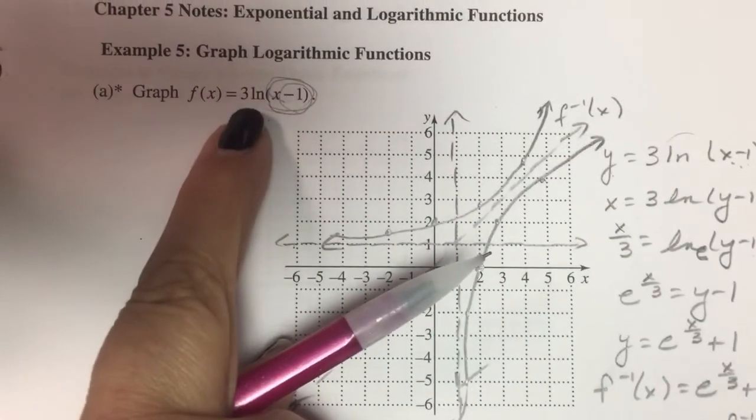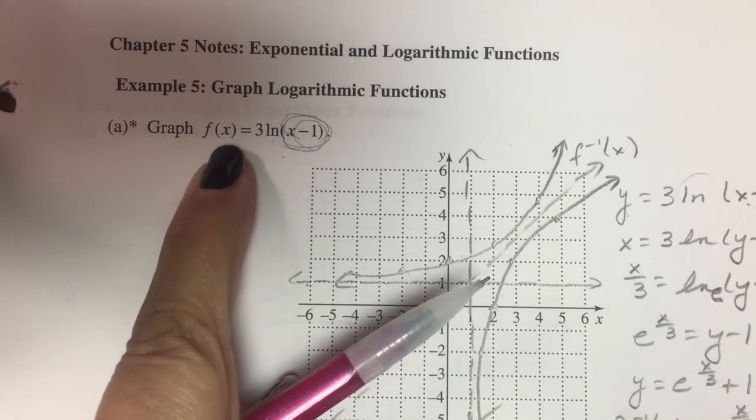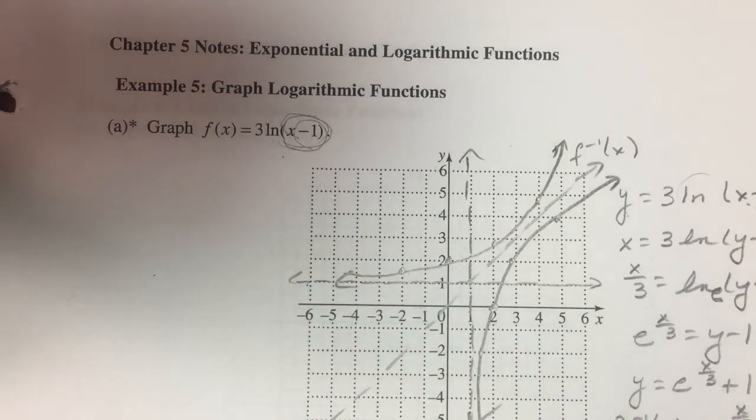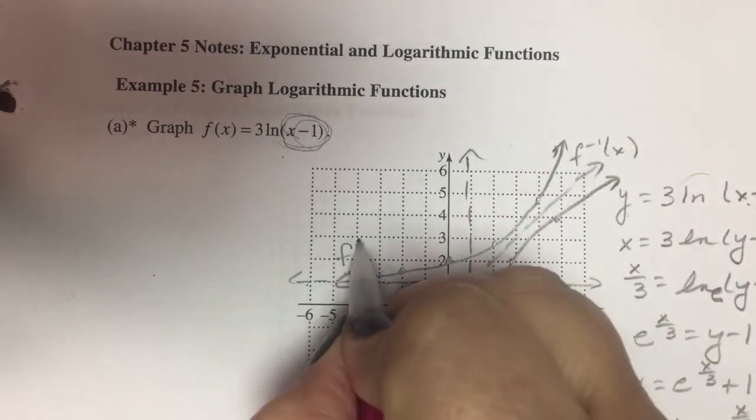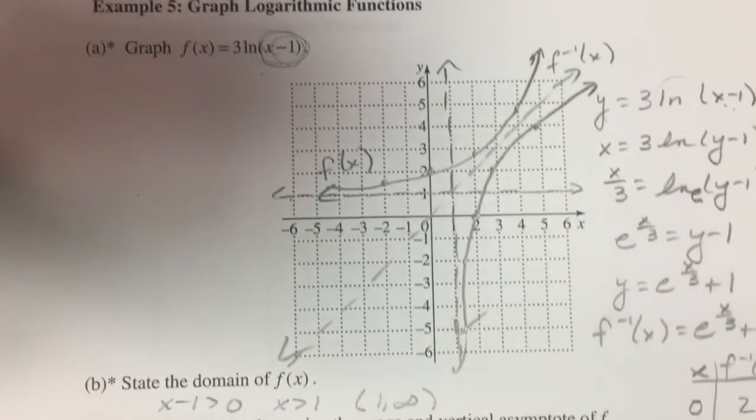Now, you can plug in points for x with your calculators, get your f of x if you wanted, and then flip those points to graph the inverse. That's totally up to you which one you want to do. I just think this was a little bit easier.